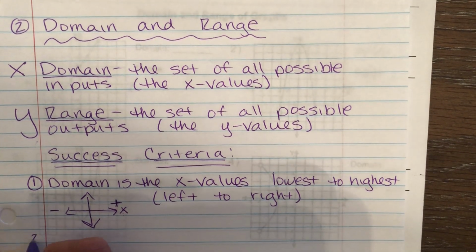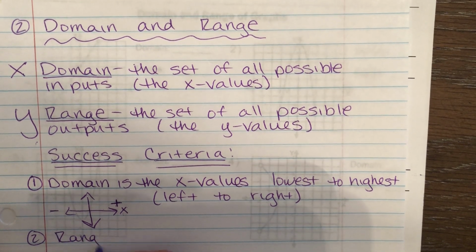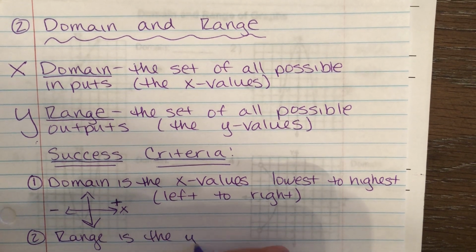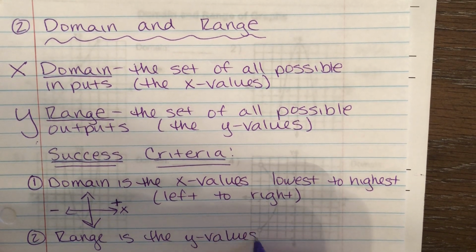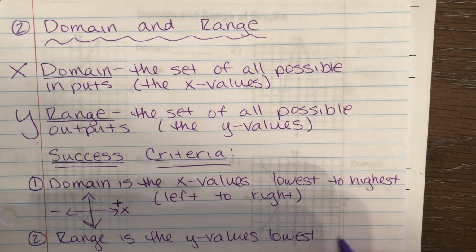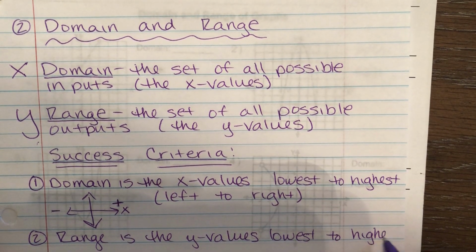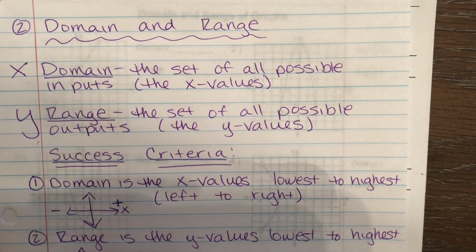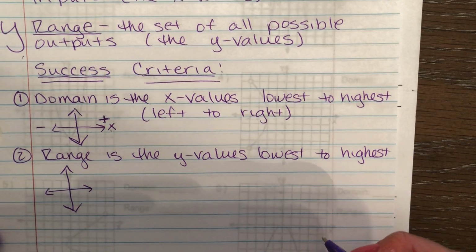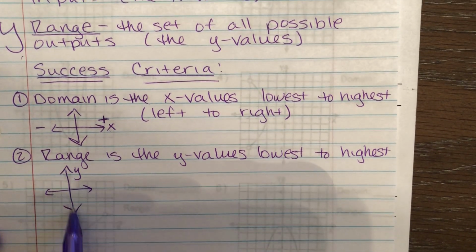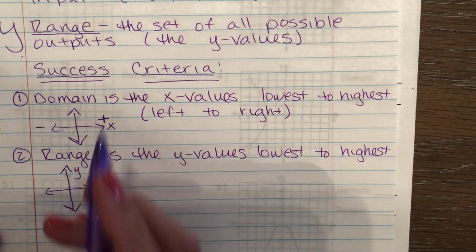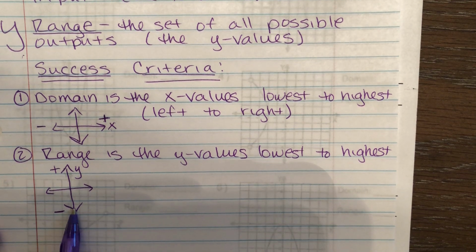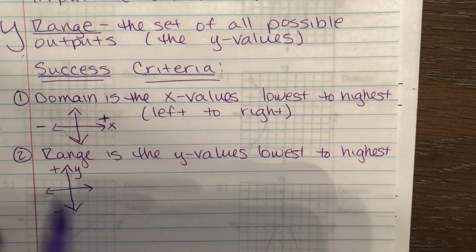Now, let's talk about range. So to find range, you're looking at the y values. Again, lowest to highest or least to greatest. So here's your coordinate plane. Here's the y-axis here. So from the origin, as you go up, that's positive, and as you go down, that's negative. So if you're looking at your graph, you're going bottom to top.